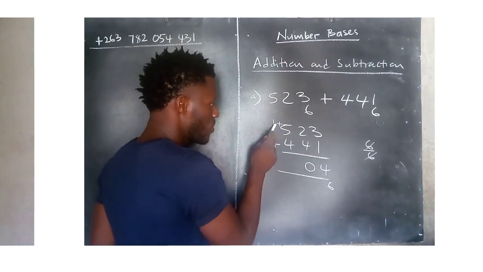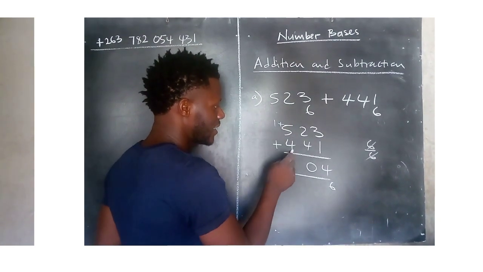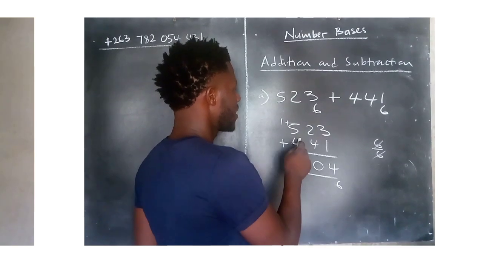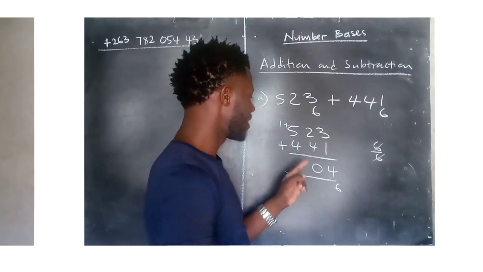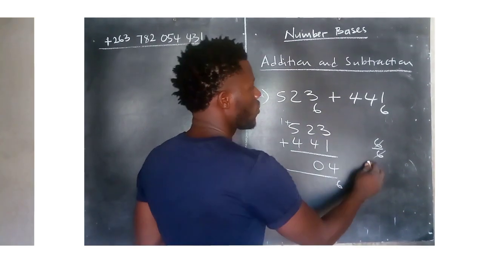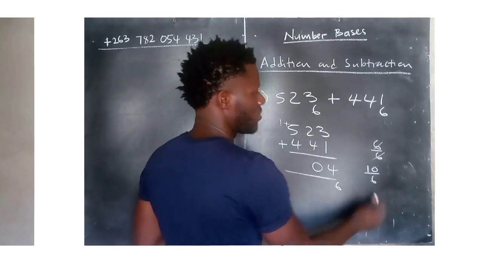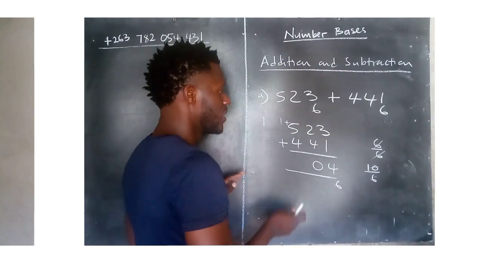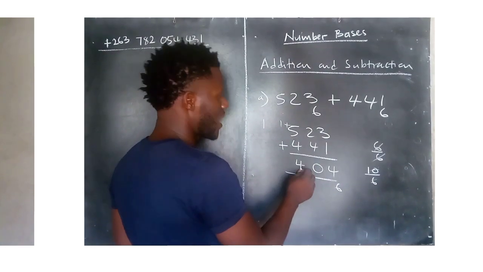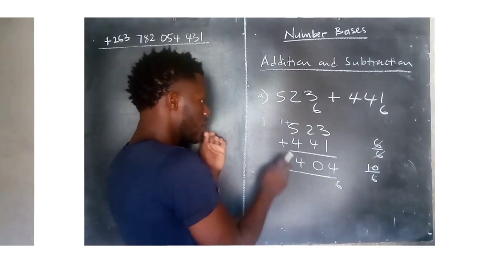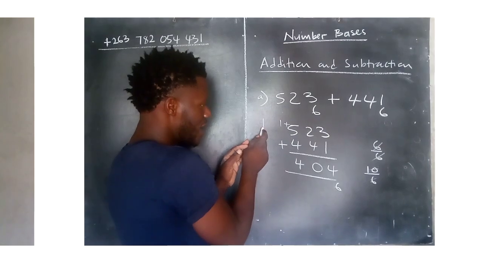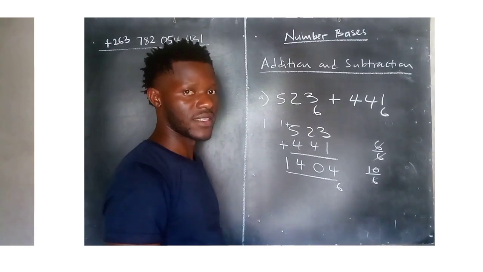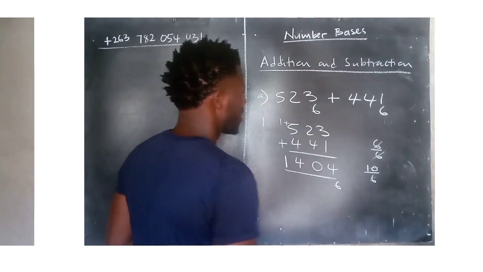Like this, 5 plus 1, 6, 7, 8, 9, 10. And we cannot have 10 in base 6. So we must divide it by the base. 6 into 10, we carry forward the answer, 1. Then the remainder is our final answer. 6 into 10 is 1, remainder 4. Then this one will be like this. So that's how you add number bases.